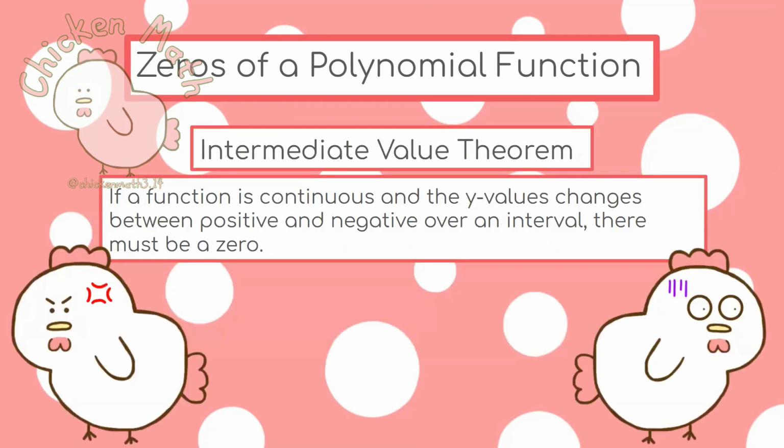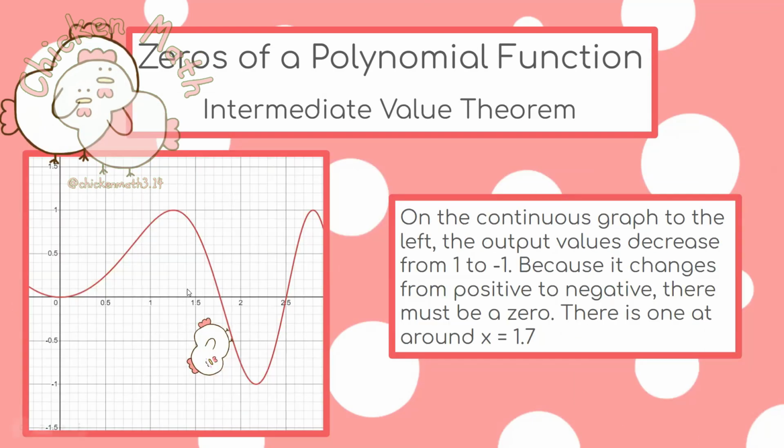All right, next we're going to be going over the intermediate value theorem. This is just the idea that if a function's y value, or output value, switches from positive to negative or negative to positive, there must be at least one zero. Now, on this graph right here, the y values change from 1 to negative 1. It changed from positive to negative, so there must be at least one zero. Now, right here, there's a 0. It crosses the x-axis. And this same thing happens vice versa.